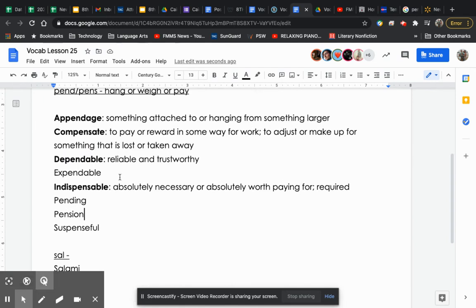Okay, the next word is expendable. If something is expendable, it is not worth paying for.